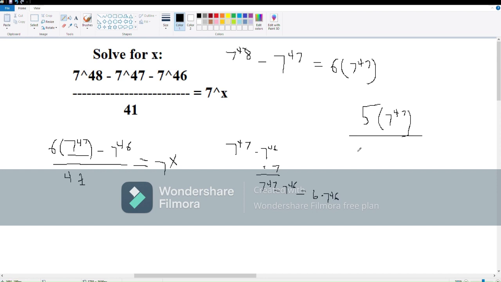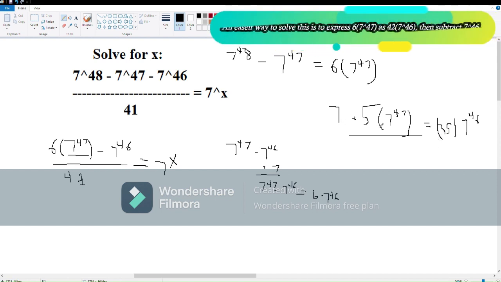Sorry about the bad handwriting. Now, this time, let's go back to the 5 times the 7 over 47. How could we rewrite that? What will we multiply by 7 over 46? That's right, we'll do 7 times 5, so 35. So 35 times 7 to the 46th power is equal to 5 times the 7 to the 47th power.